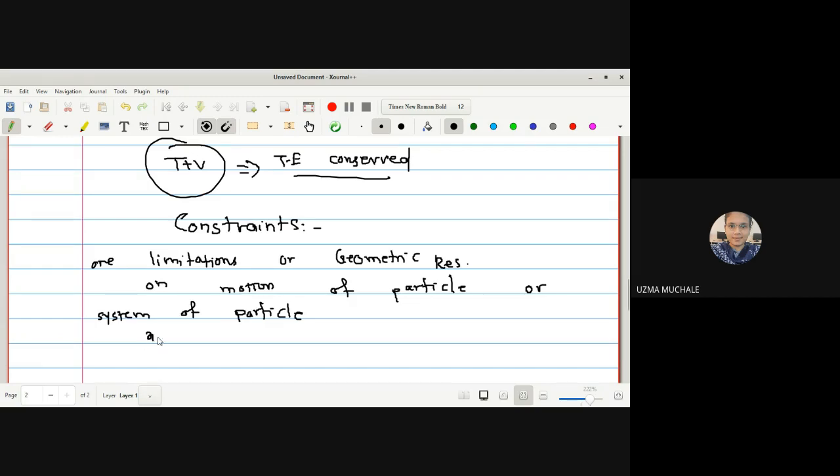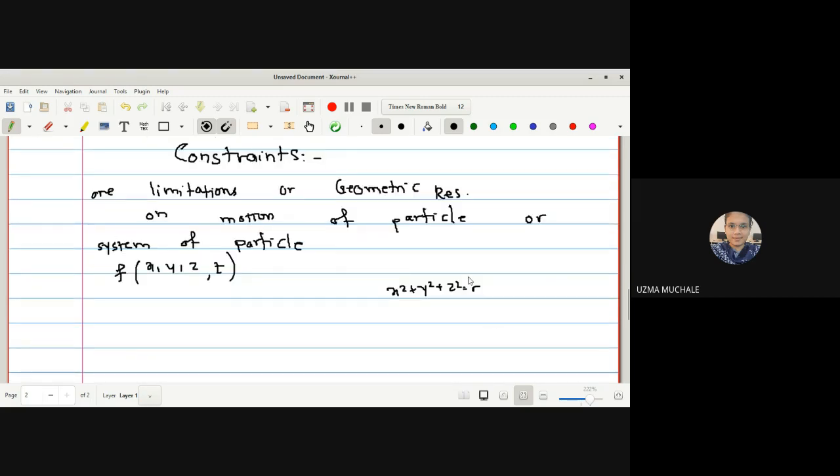That is, these are relations between x, y, z and the time t, and they are written in terms of some function. For example, x square plus y square plus z square is equal to r square. Now suppose we are discussing 2D, a circle: x square plus y square is equal to r square.